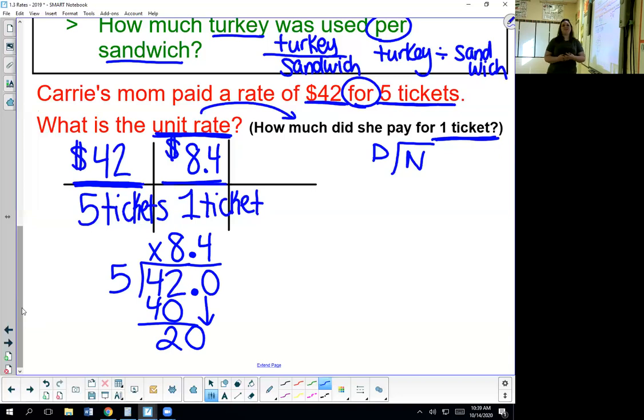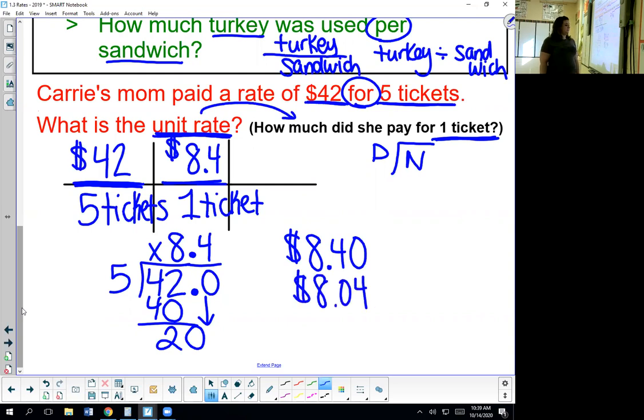8.4, but how do we actually say that? That is $8 and this is where kids get confused. Some kids will say this, and some kids will say this. Which one is the correct one? Well, hopefully you realize you can't just shove a 0 in front of the 4 because I don't have a 0 in front of the 4. So the answer here is $8.40. 40 cents for 1 ticket.